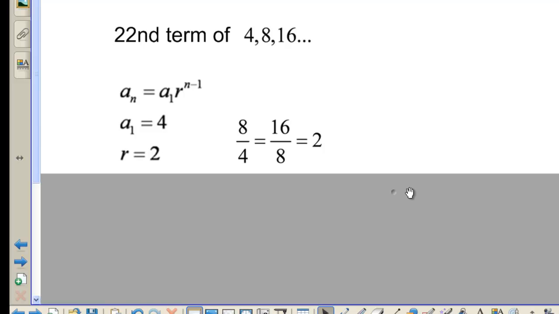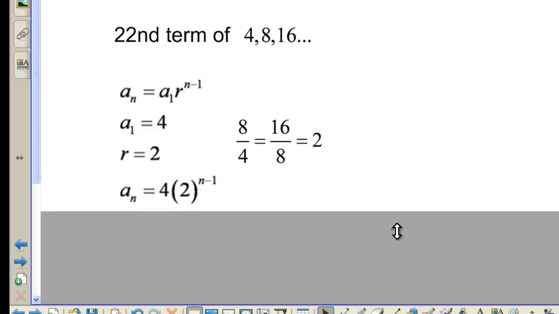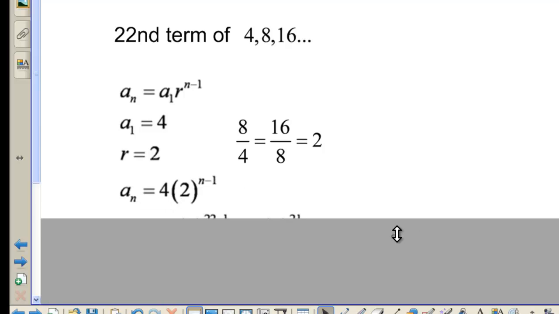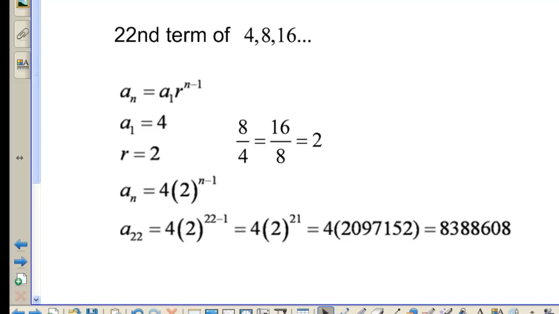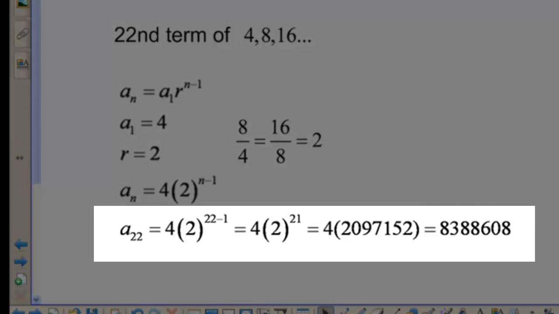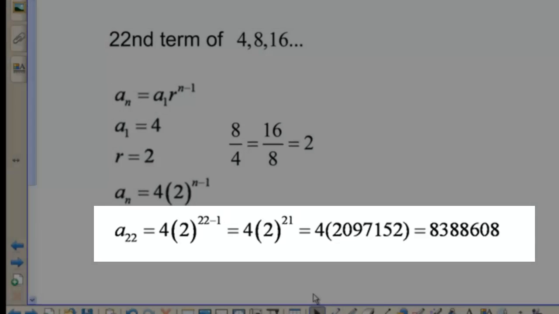The first term is 4, and when I put it into the formula a sub n equals the first term times the common ratio to the n minus 1 power, it yields 4 times 2 to the n minus 1. That's my general formula for this sequence. If I want to find the 22nd term, I simply substitute in 22, which is 4 times 2 to the 21st power. And yes, with my calculator, 2 to the 21st power is 2,097,152. And when I multiply that by 4, I get 8,388,608.